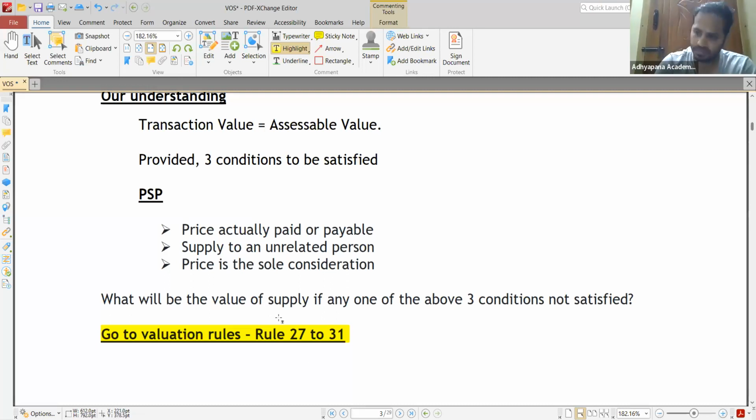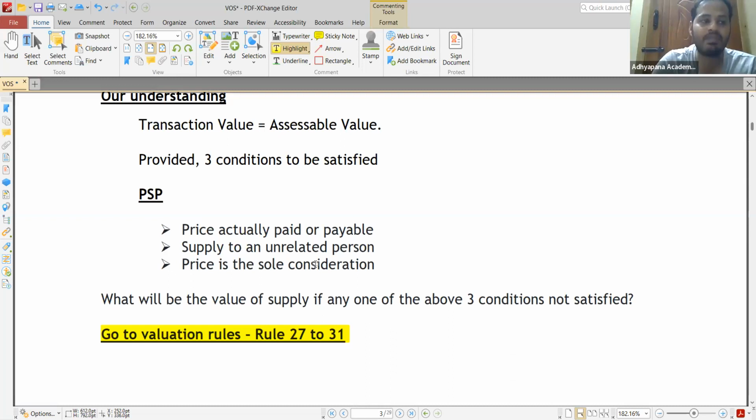Suppose I'll give a question. Suppose I'm providing auditing services to a company, and that company is not paying money but providing some goods to me. Suppose they are providing a laptop to me. Is price the sole consideration for that supply? No, right? They are providing a laptop to me. So in this scenario, transaction value is not equal to assessable value because price is not the sole consideration.